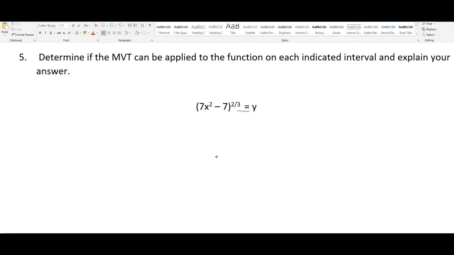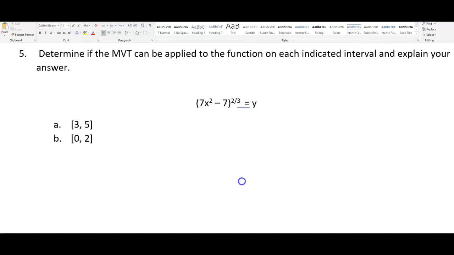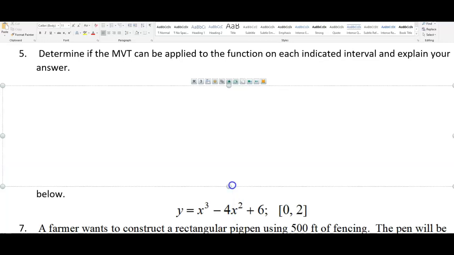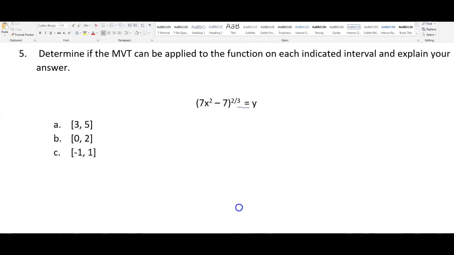So the next thing we're going to look at is the mean value theorem. Now the mean value theorem, it's a lot. We're going to treat this the same way I treated the extreme value theorem. With the extreme value theorem, I gave you a question first just to test to see does it apply, and then after that we applied it with another question. We're going to do the same thing here.